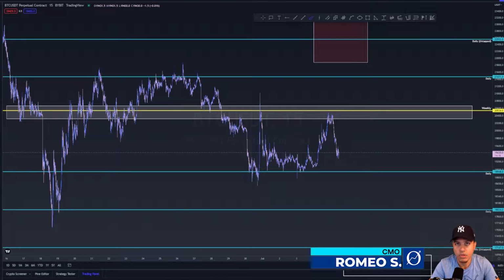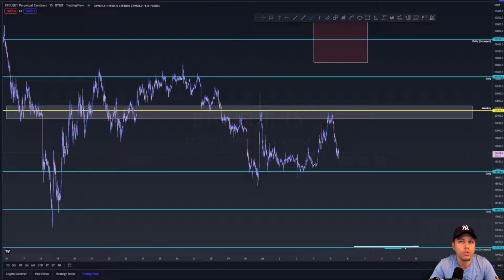Last week, we looked at Bitcoin and the historical price action that would eventually lead to us deducing what could happen in the future. And today, we're going to be looking at a more short-term time frame, continuing off where we left off last week.